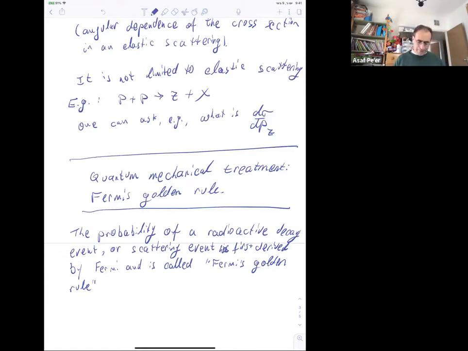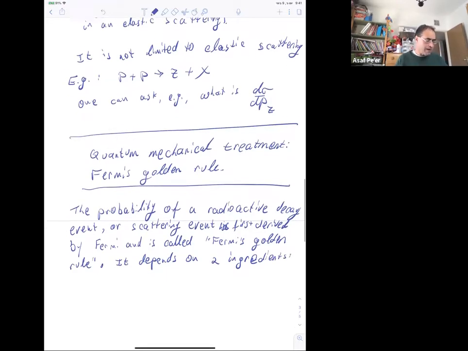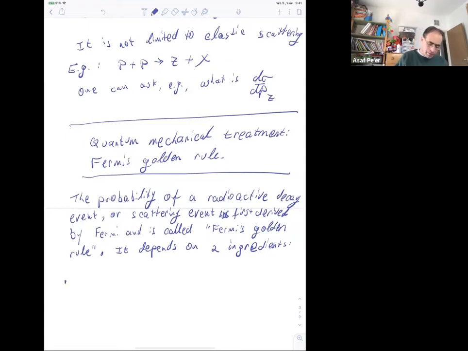So Fermi's golden rule depends on two ingredients, right? So the first is the amplitude, denoted by M. It's also called the invariant amplitude or the matrix element.